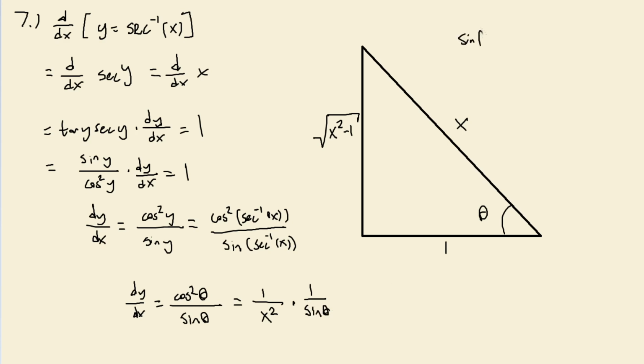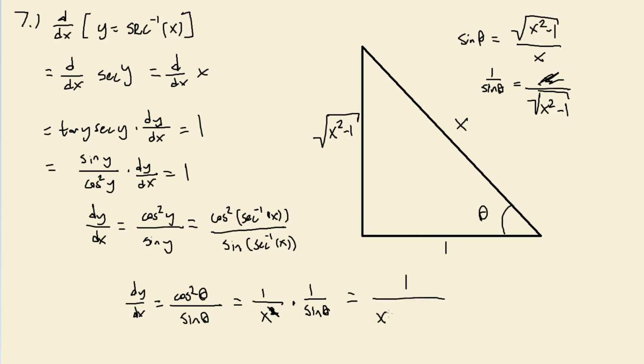Sine of theta here is just going to be equal to opposite over hypotenuse. So it's going to be the square root of x squared minus 1 divided by x. And so 1 over sine of theta is going to equal x over the square root of x squared minus 1. And so when I take the product of 1 over x squared with x over the square root of x squared minus 1, one of these x's is going to cancel, and I'll be left with 1 over x times the square root of x squared minus 1.